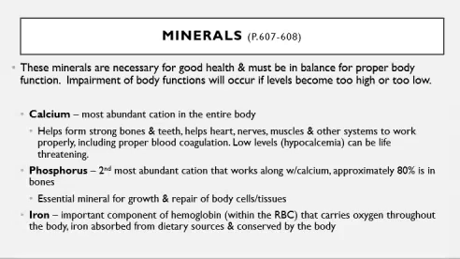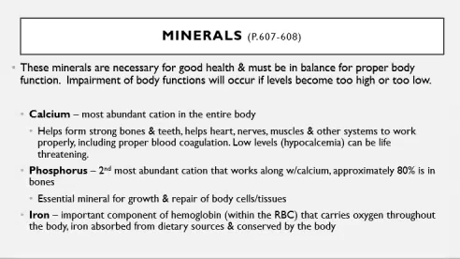Phosphorus is up next. It's the second most abundant cation, and it works with calcium in the body. And you'll find approximately 80% of your phosphorus in your bones. And phosphorus is an essential mineral for growth of the body and repairing of body tissues and cells.